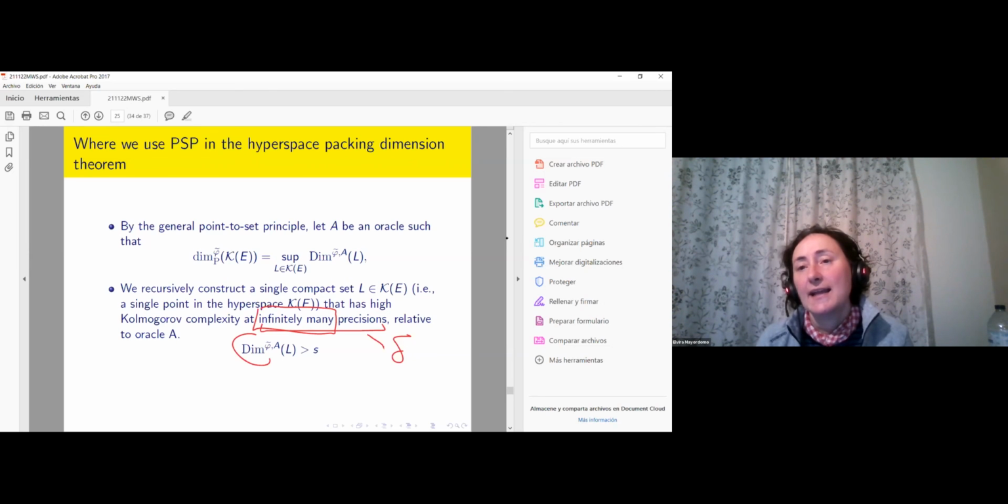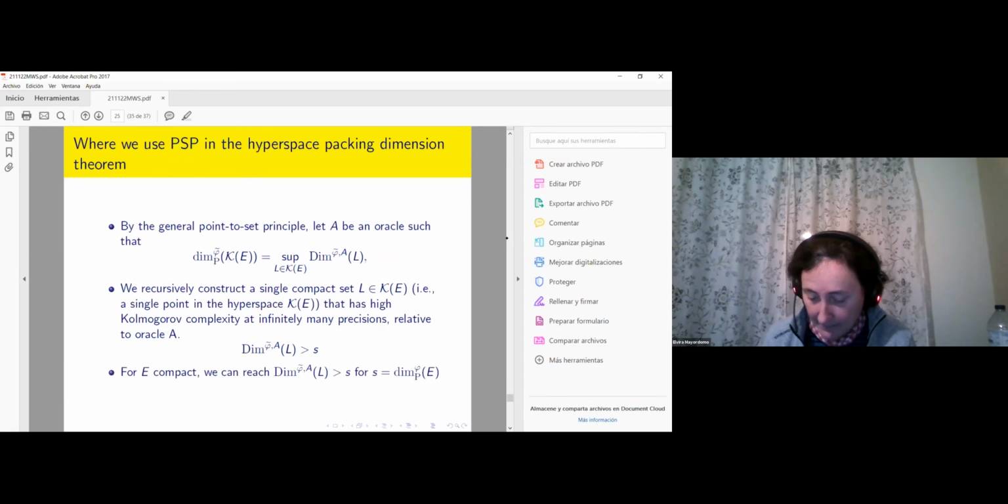Okay, it's not very clear to us how we can do something like that that has a high Kolmogorov complexity at almost every place. Okay, the way you construct this compact set is very important here to be able to only think about infinitely many places. The second part is not so dependent on the point to set principle.